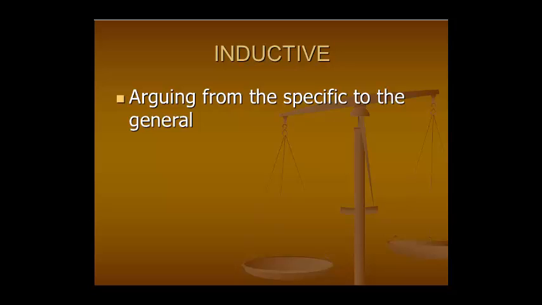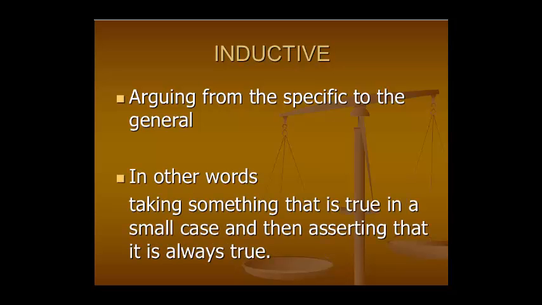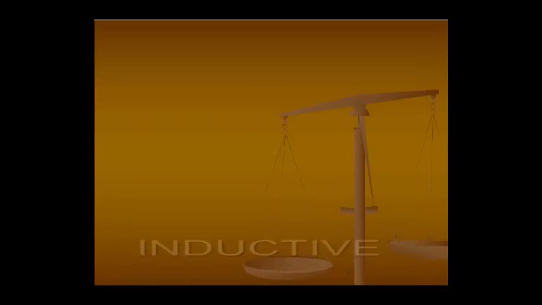All right, so here we have arguing from the specific to the general, in other words, talking about something that's true in a small case in a very limited sense, and then asserting that it is always true. You can see why that might not be as compelling, because if something's true in a particular situation, it's not automatically going to be true all the time. But in essence, we're going to argue that that is how it's going to work with this type of argument.